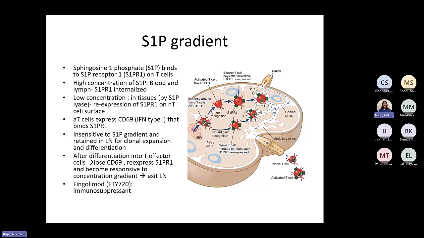So this mechanism was used to come up with an immunosuppressant called fingolimod, and fingolimod is like CD69, where it actually just binds to the S1PR1, so that the T cells are retained in the lymph nodes. They do not go out to cause inflammation, so they suppress the T cells from being active. So that's one of the ways that an immunosuppressant works.